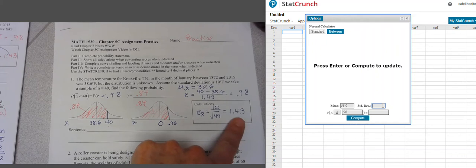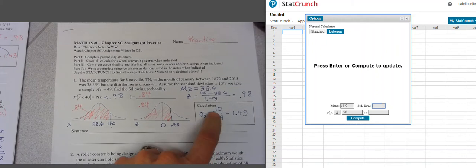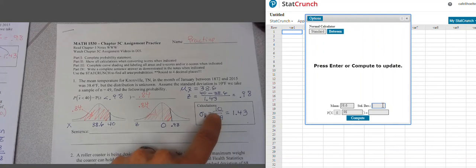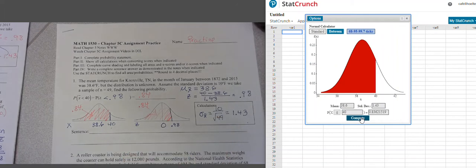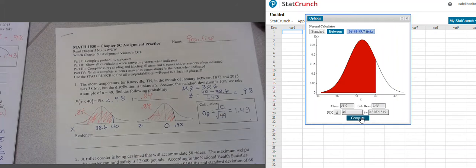we have to calculate a new standard deviation. The way that's done, remember, we took the given standard deviation of 10 for the population and divided by the square root of our sample size, which was 49. This is where the 1.43 goes, right there. Then we change this to 40, and we get the same thing. There's the 84%.